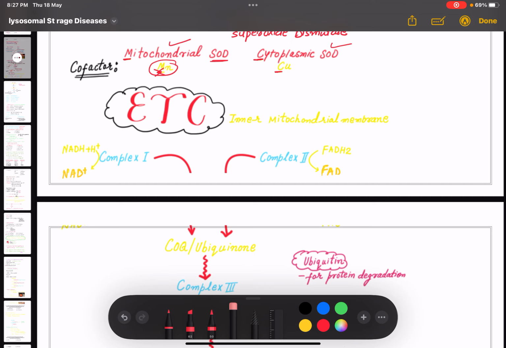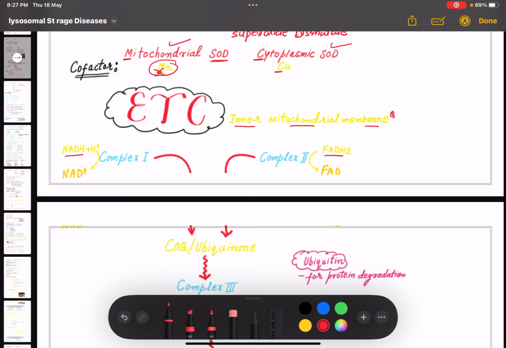This electron transport chain is occurring in the inner mitochondrial membrane. In the electron transport chain, we actually get ATP. I have told you that we get 1.5 ATP from FADH2 and 2.5 ATP from NADH. In the electron transport chain, we have 5 complexes: complex 1, complex 2, complex 3, complex 4, and complex 5.